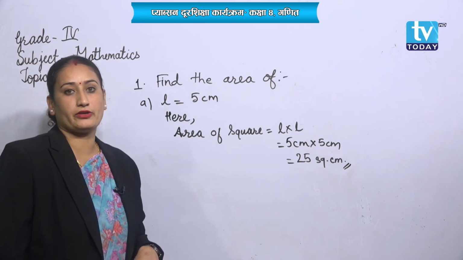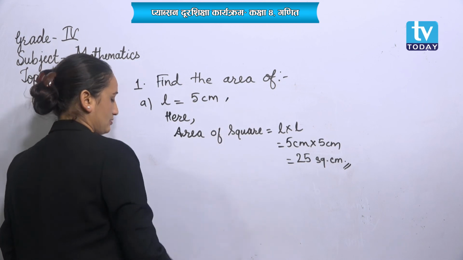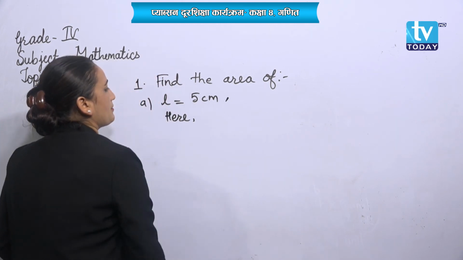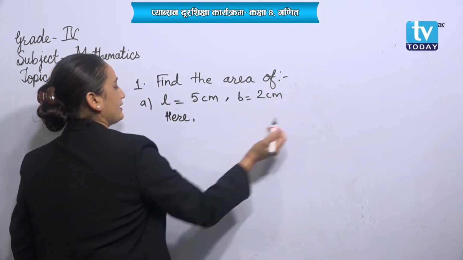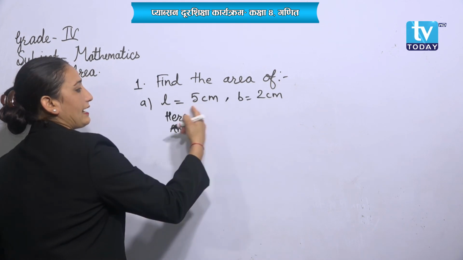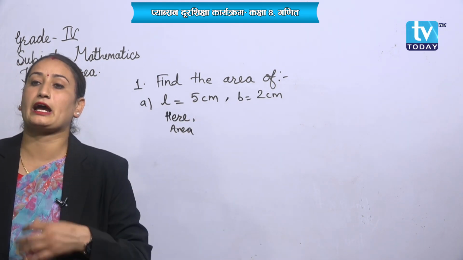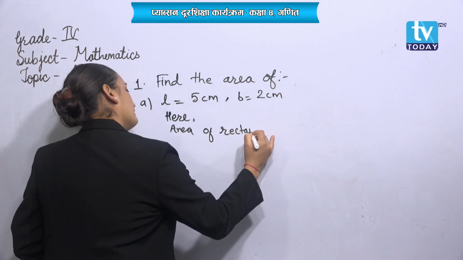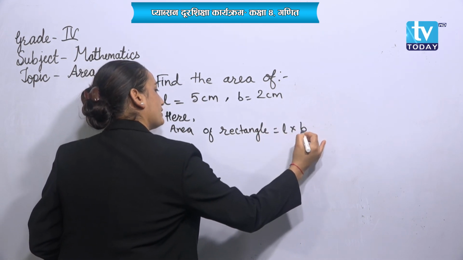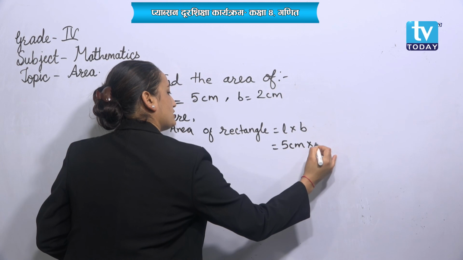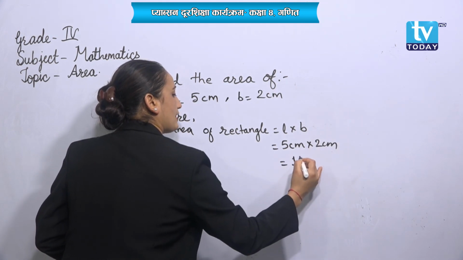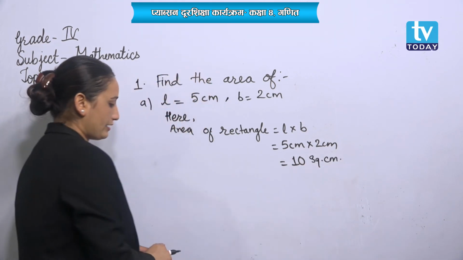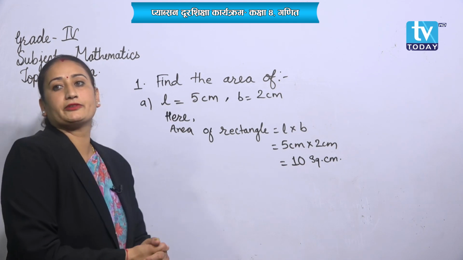Like this way, the same over here. If length is given as 5 cm and breadth as 2 cm, then again you can do the same process. Length and breadth are given, that means area of a rectangle you can find. Area of rectangle is L into B, that's 5 cm into 2 cm, then 5 times 2 is 10 square centimeter. Can we write it? Obviously we can do it.